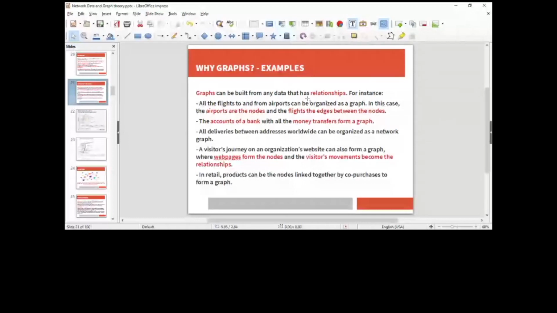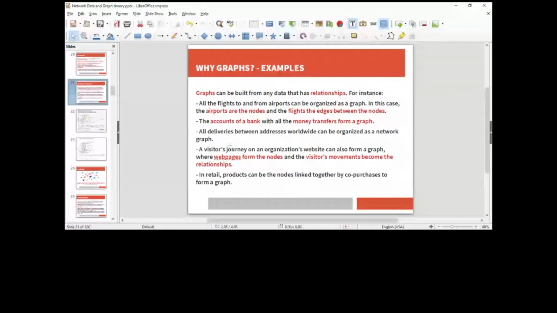All deliveries between addresses worldwide can be organized the same way. A visitor journey on an organizational website can also form a graph, where the web pages form the nodes and the visitors' movement becomes the relationship. In retail, products can be the nodes, and the purchases become the edges.